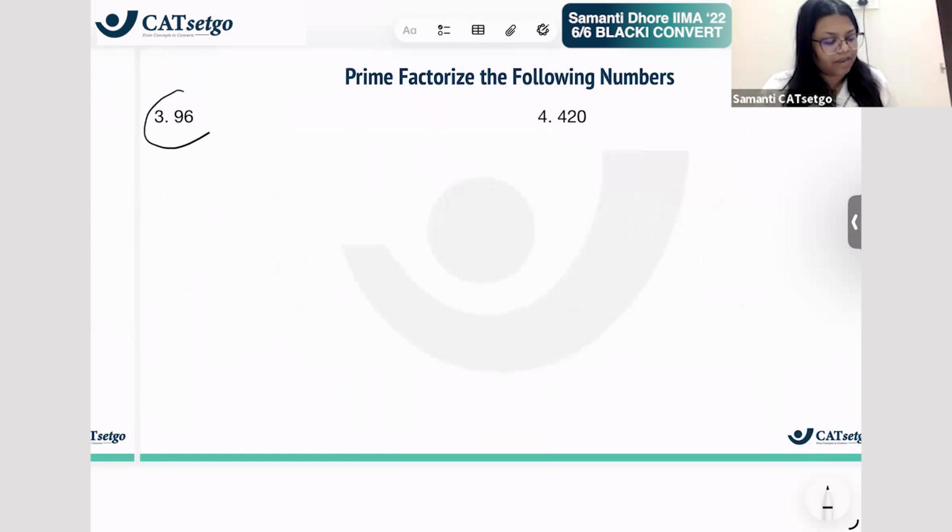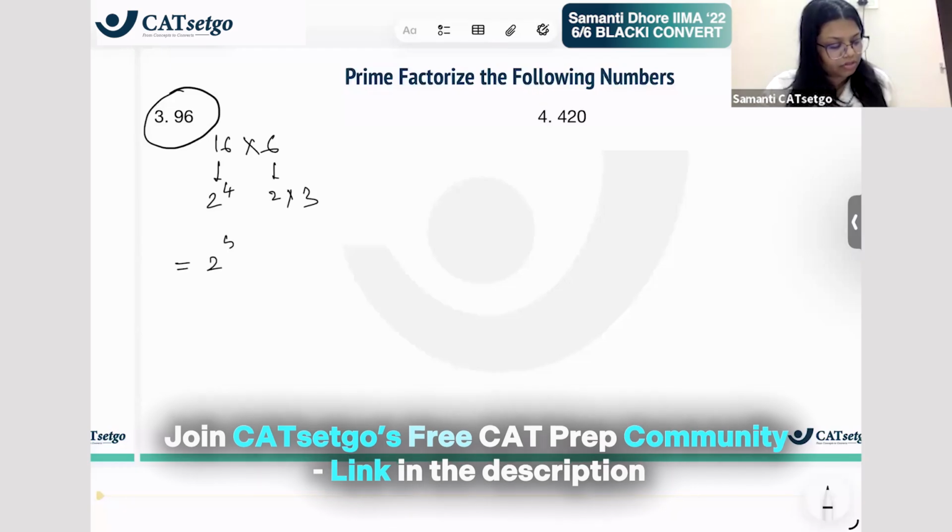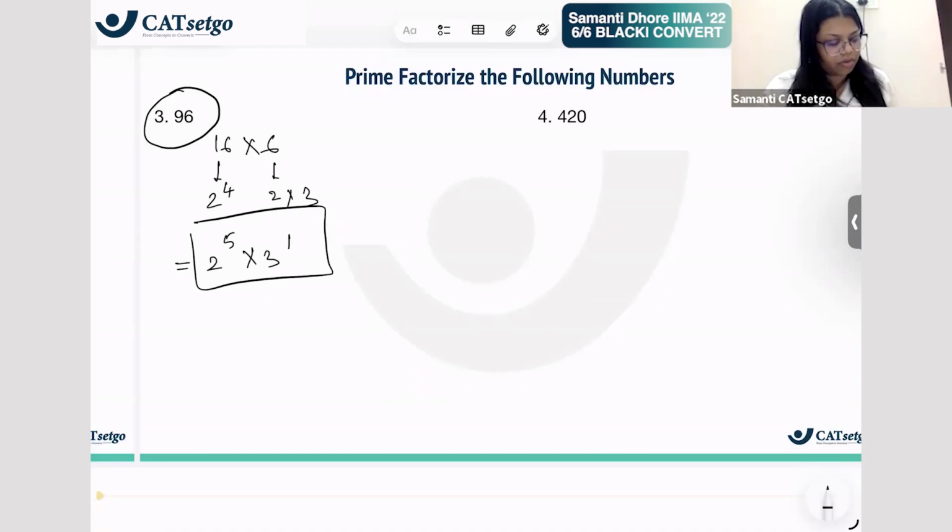Okay. What are the prime factors of 96? Similarly, how do we divide this? You can also write 16 times 6, however it favors. So this is 2 raised to 4. And 6 is 2 times 3. So then overall it becomes 2 raised to 5 into 3 raised to 1. Any confusion or do you have clarity? Pretty easy, right? Prime factorization, right?